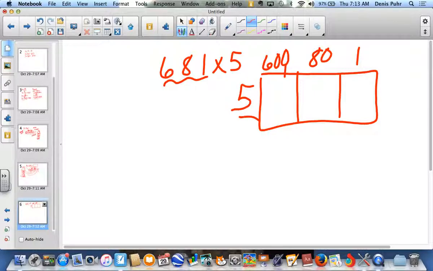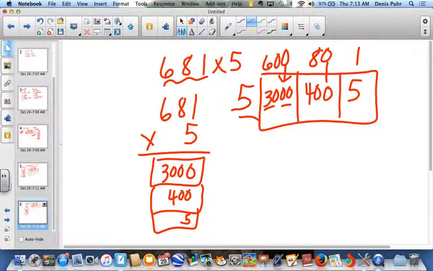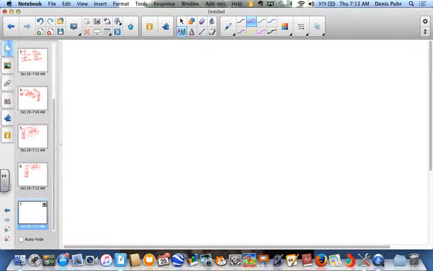And again, we are multiplying the factors. 600 times 5. 6 times 5, count by 5s, get 30. Bring down the 2 zeros. 5 times 8, count by 5s. Did you get 40? Then bring down that 0 and 5. And then again, add those up. Click pause if you haven't already added them up. You should have come up with 3,405.